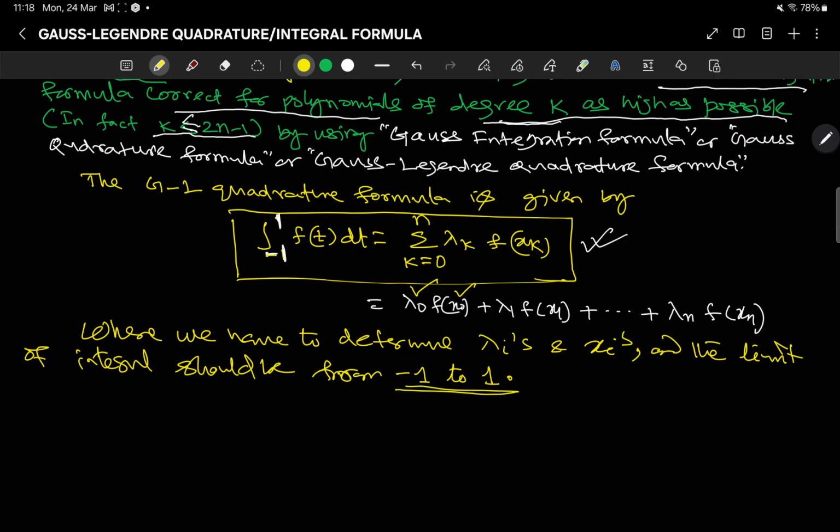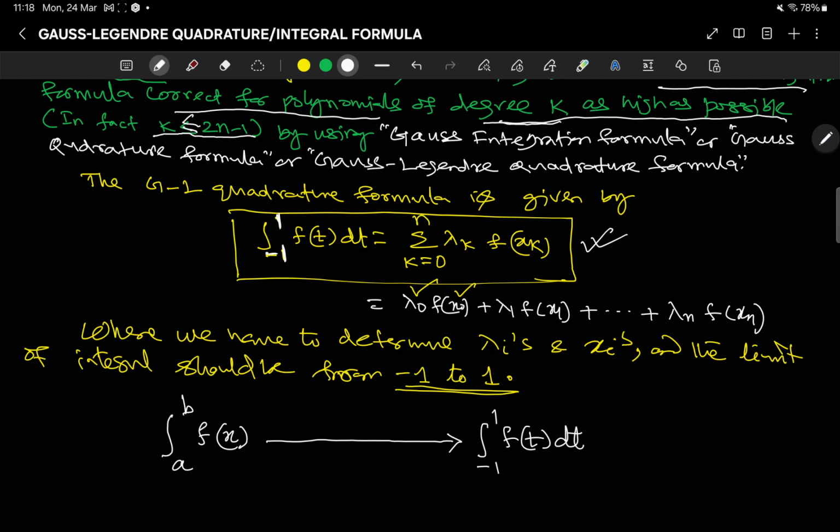So now we have a transformation. Any integral can be converted to an integral with limits minus 1 to 1, and it is like this. Suppose you are given any integral from a to b of f(x) dx. Now this integral can be converted to an integral from -1 to 1 of f(t) dt. How can this be converted?